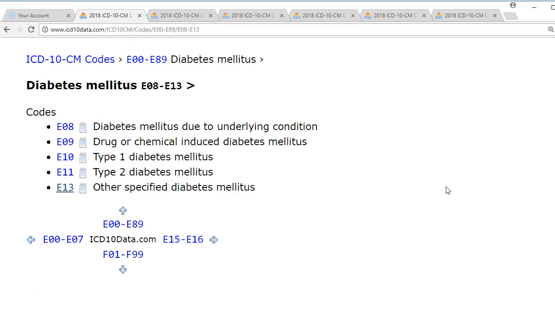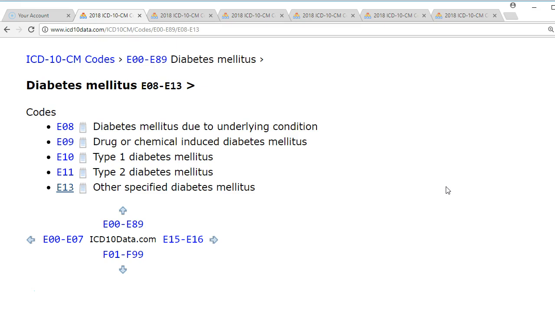We're going to start today by looking at ICD10data.com and looking at the different types of diabetes. We're going to talk about the different types of diabetes first, and then we're going to jump over to the guidelines. So these are our four different types of diabetes.